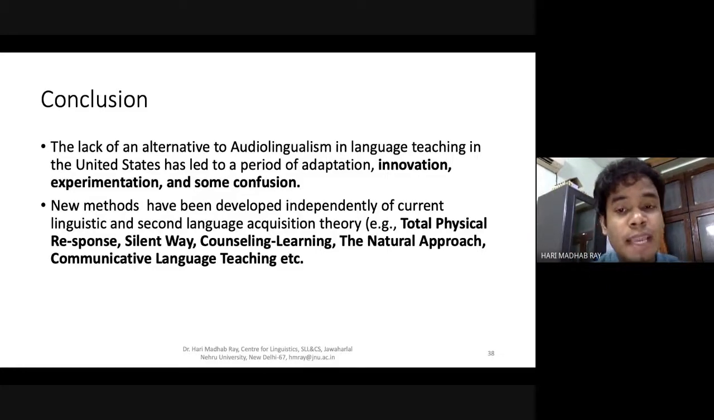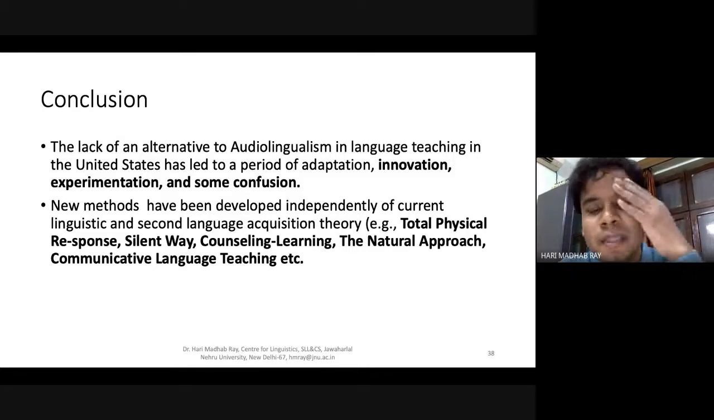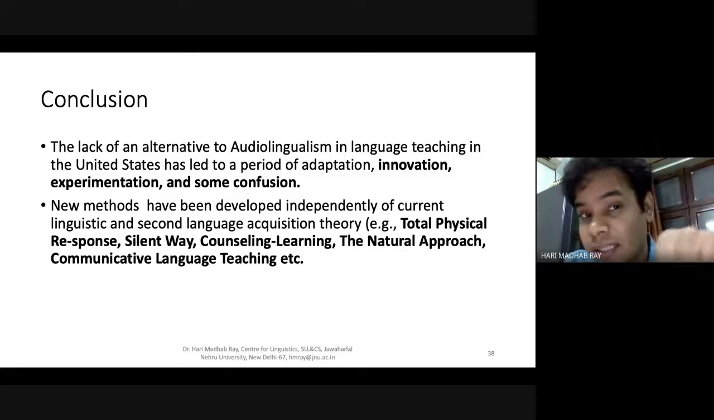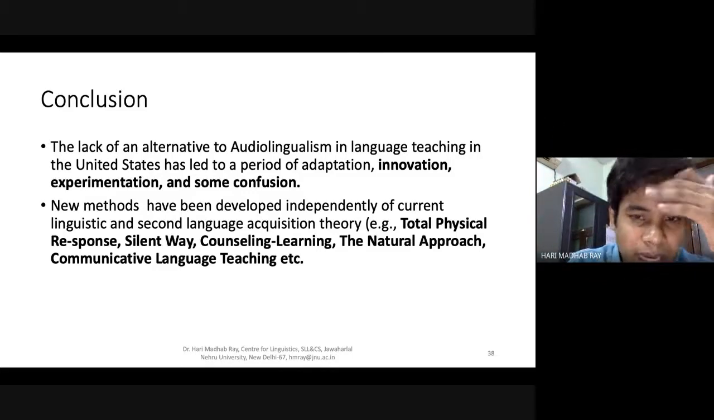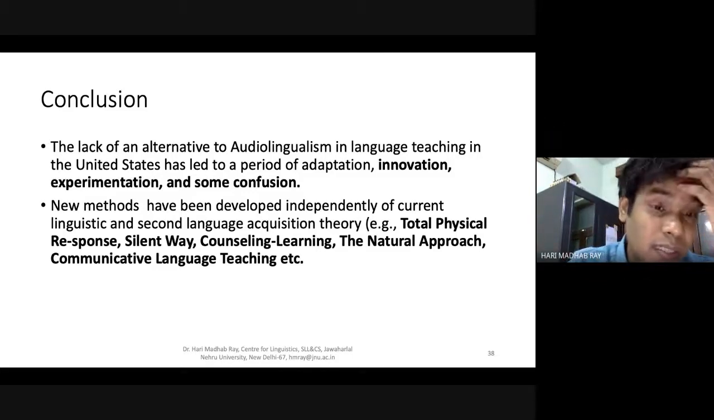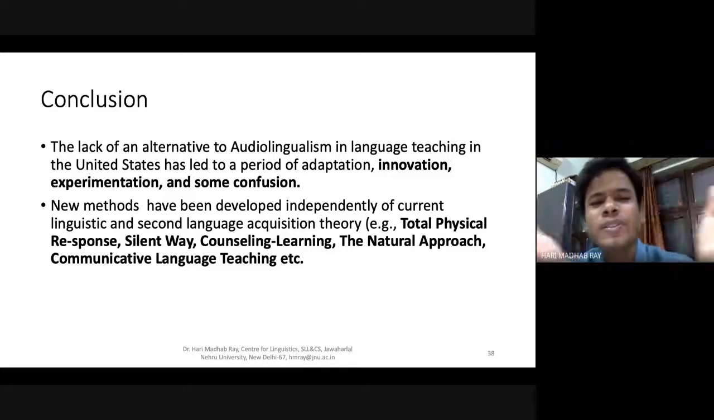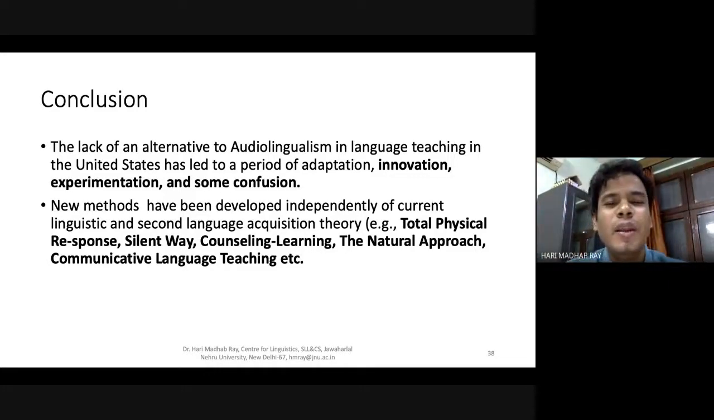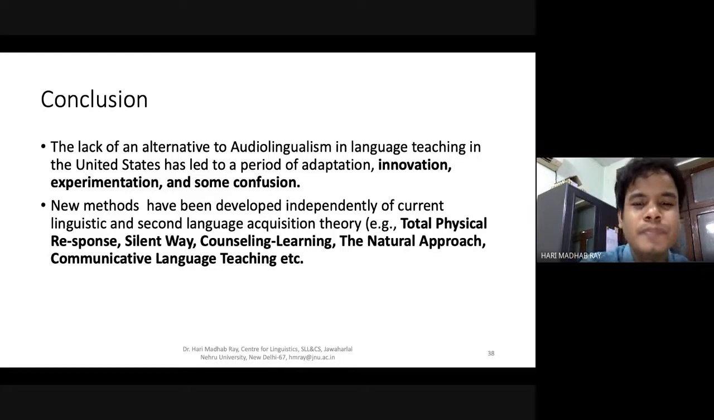So why I'm saying this is, try to understand that we're somewhere around the 1960s. So we had the grammar translation method, we have the direct method, then let's say some of the principles, the reading method, and then this audiolingual method, and after some time the natural method was also introduced. So there was lots of experimentation and lots of confusion going on.